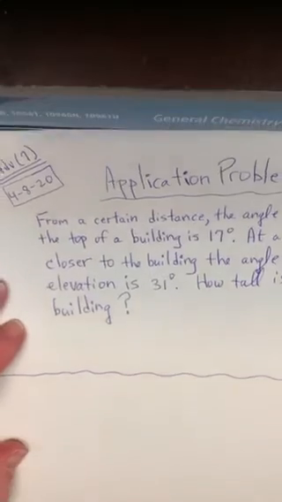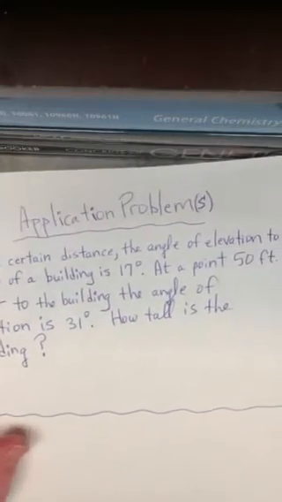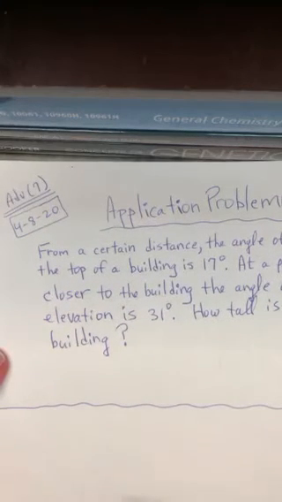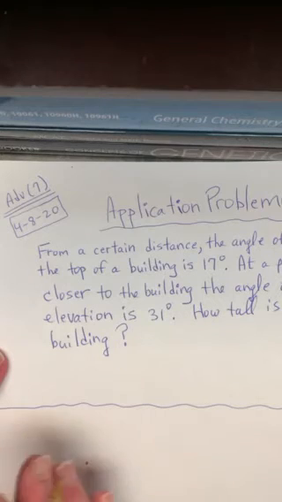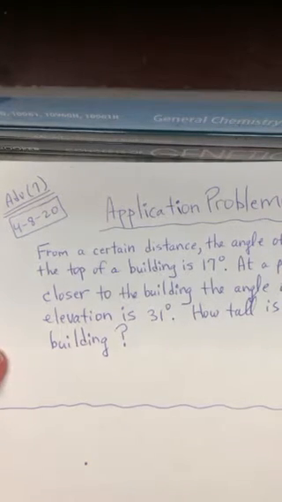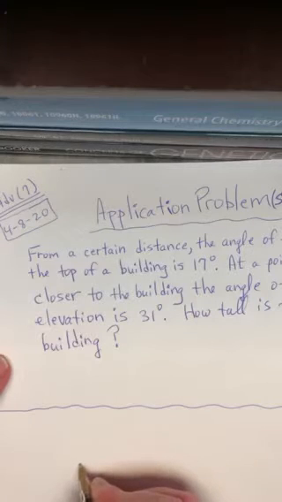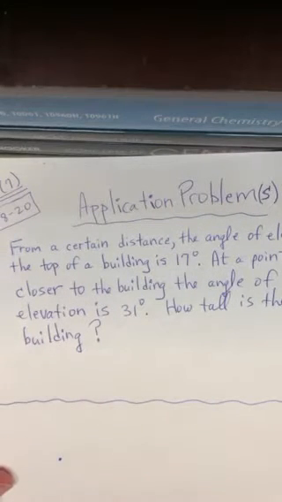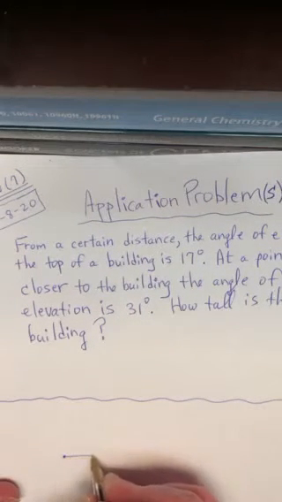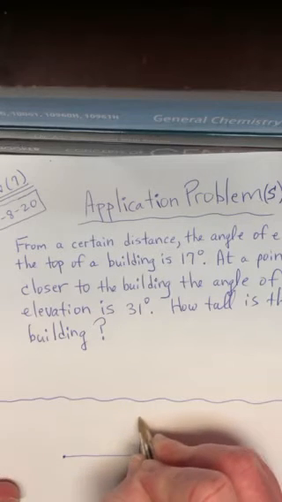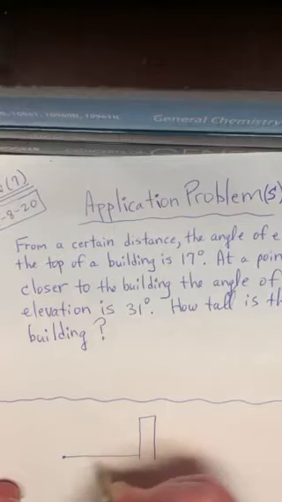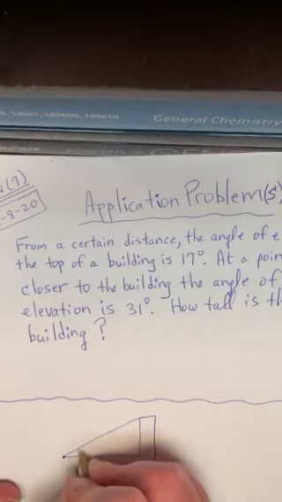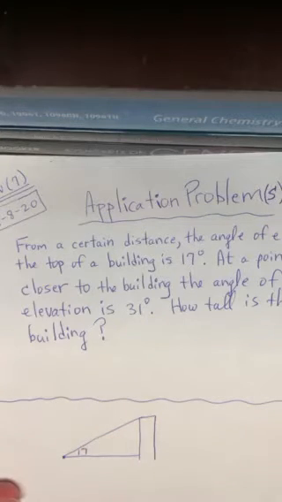All right, let's examine this. From a certain distance, the angle of elevation to the top of a building is 17 degrees. Here I am from some distance away from the building. Okay, that's irrelevant right now. There I am, and it says the angle of elevation to the top of a building is 17 degrees. So I'm going to go along the ground, draw a building. Let's say that's our building. And the angle of elevation looking to the top of it is 17 degrees, as it says. So far, so good.